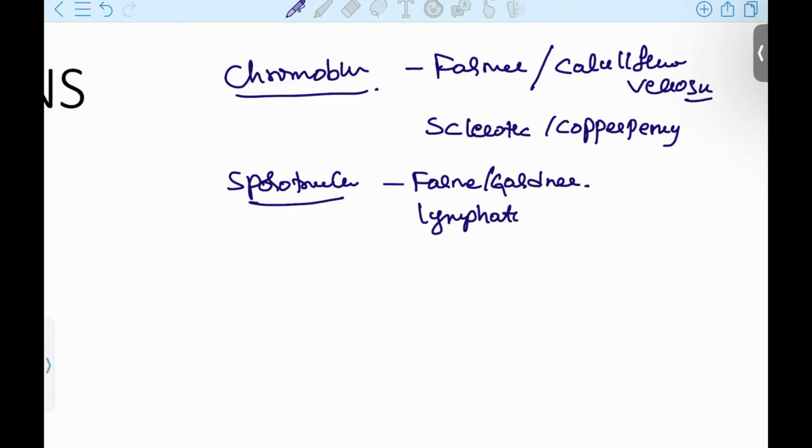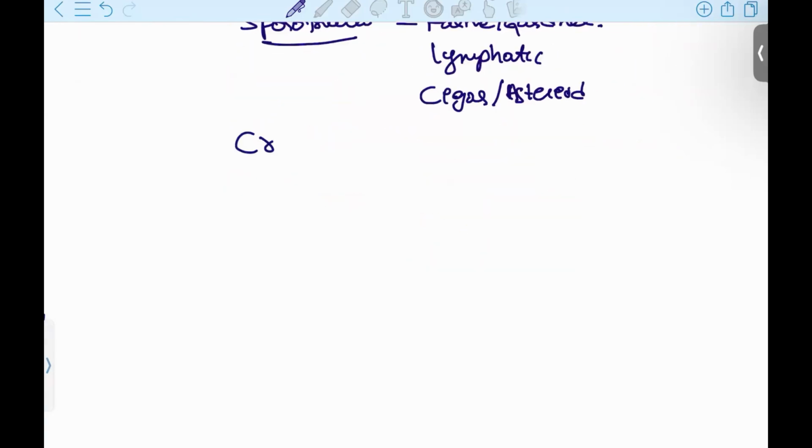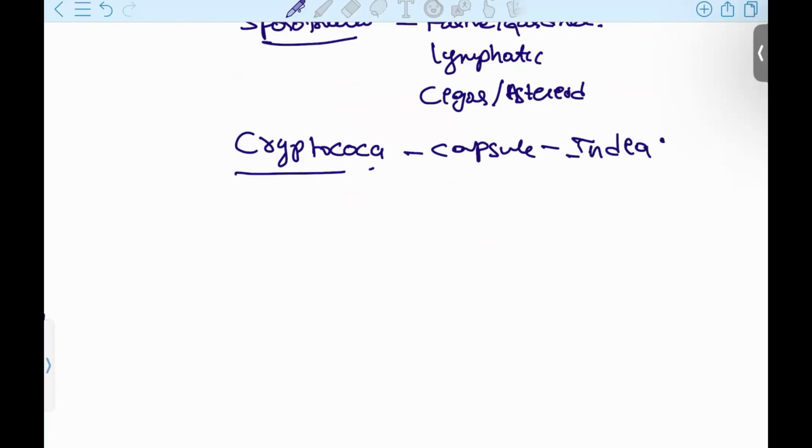Lymphatic spread is done. What are the features? The features will be cigar-shaped or asteroid bodies on the histology. Okay. Next, moving on to Cryptococcus. So Cryptococcus contains a capsule. For this, we are going to use India ink.